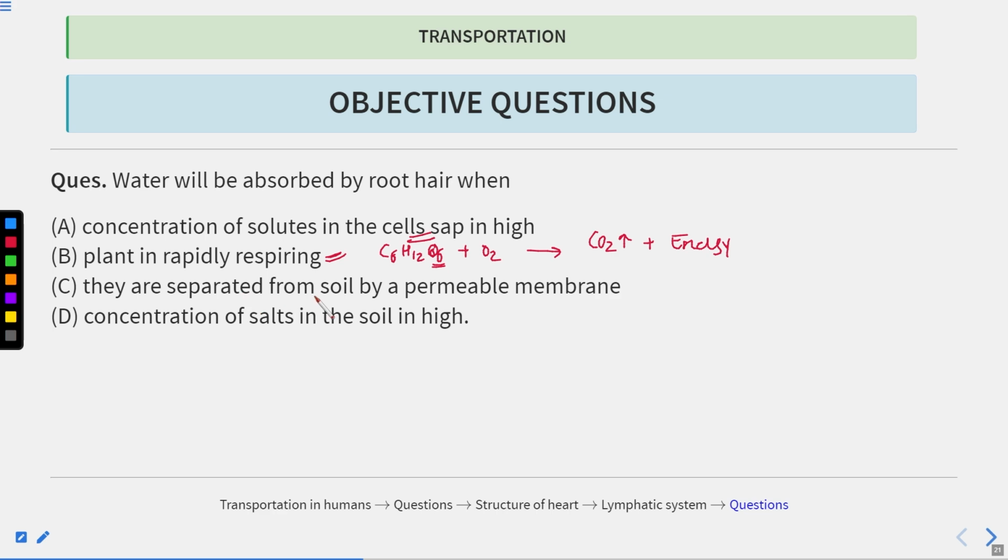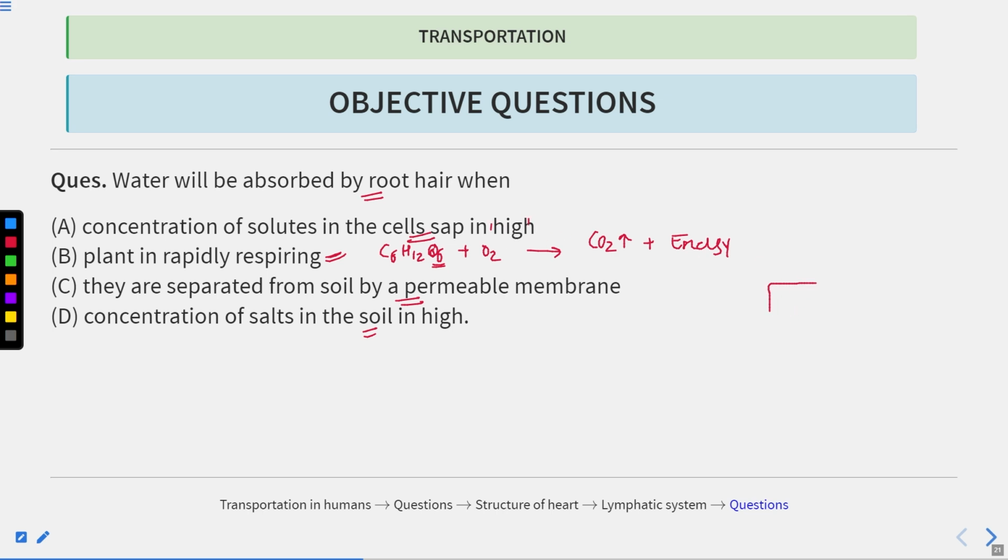The next option is: they are separated from the soil by a permeable membrane. And option D is: concentration of salts in the soil is very high. Now, for the uptake of water by the root hair, what should happen? The concentration of the solutes in the cell sap is high. This is the first option.